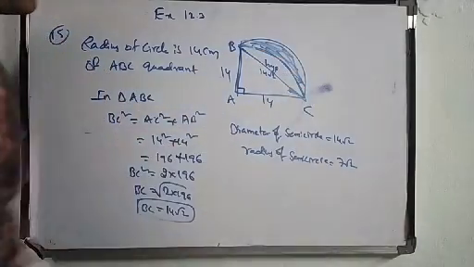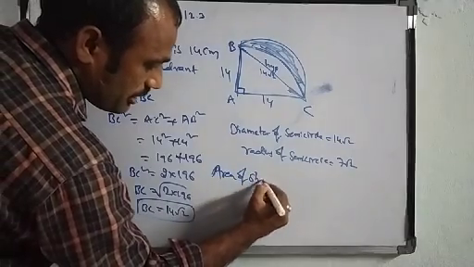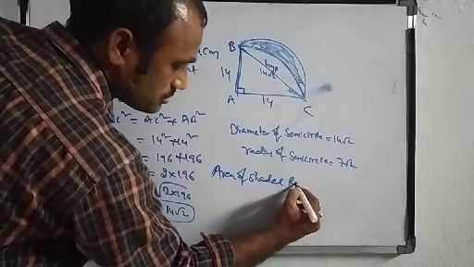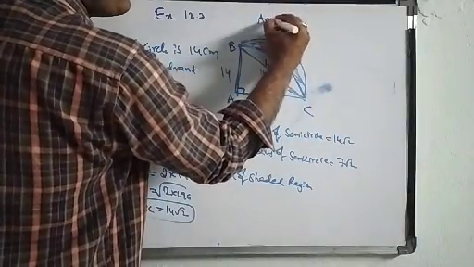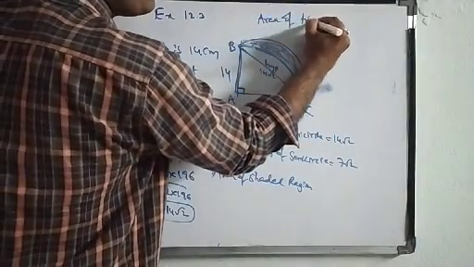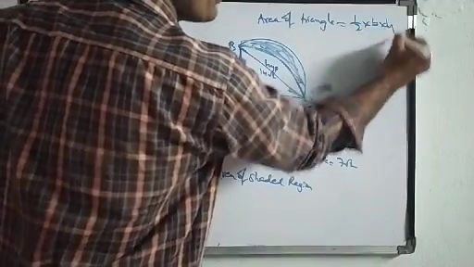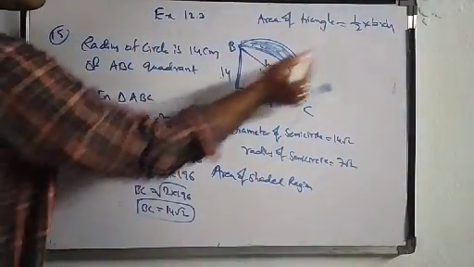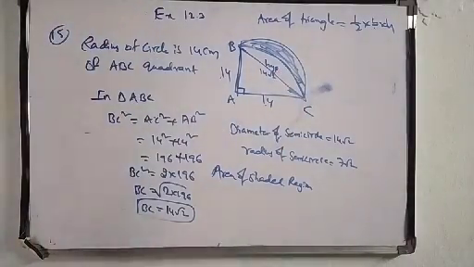So now to get the area of this shaded region, before writing this step, we have to find out three things. First one, area of triangle, that is half into base into height. So base is 14, height is 14. You will get the answer.